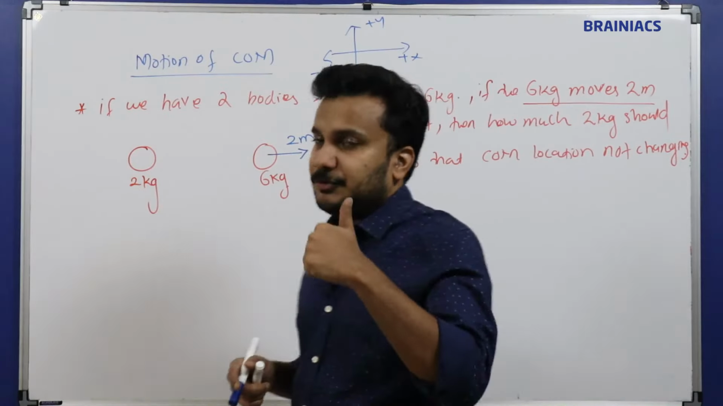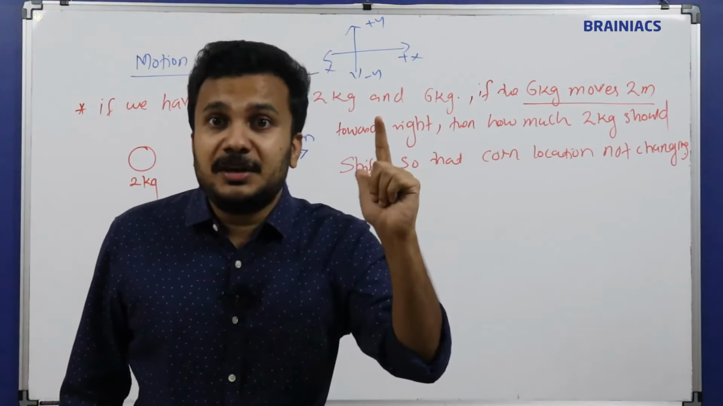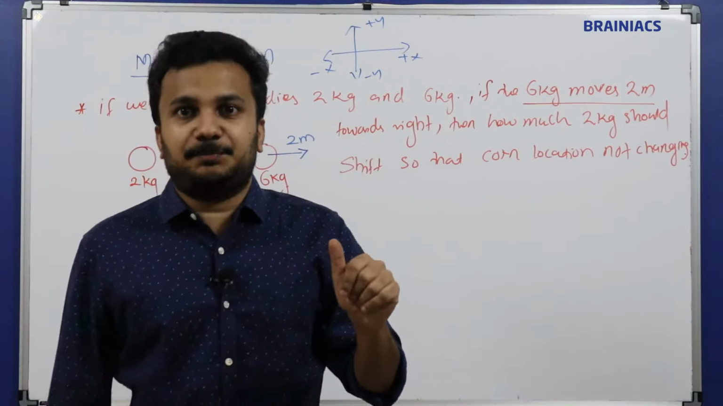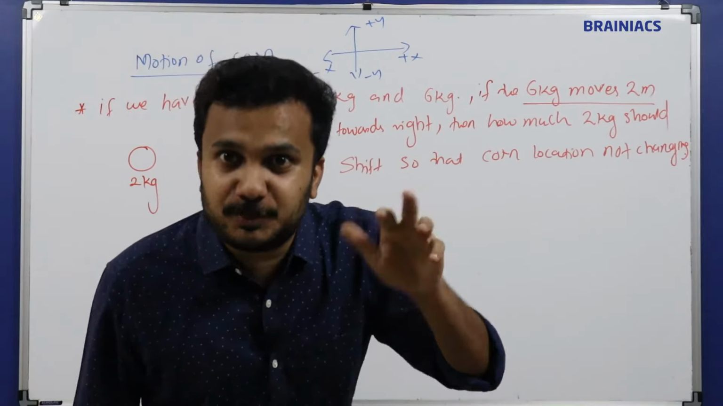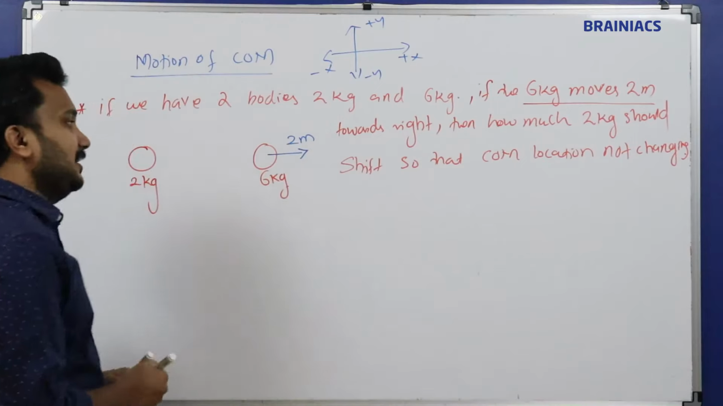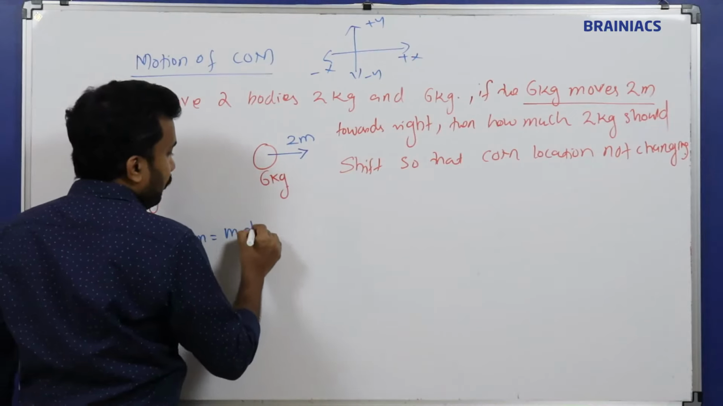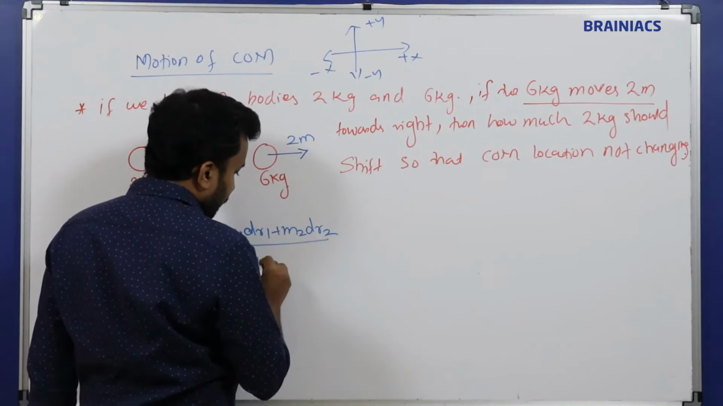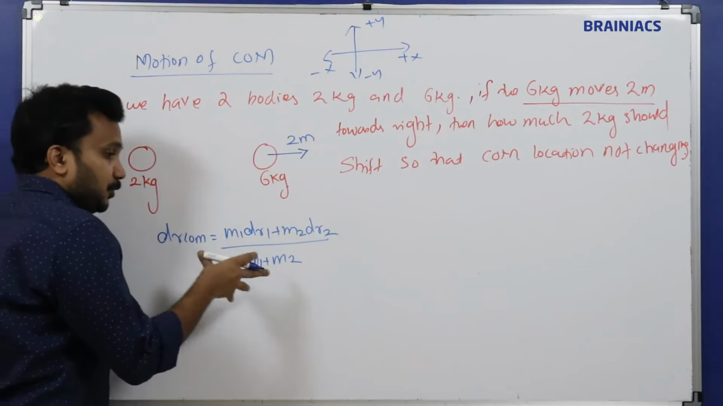So which one do I have to use? Do I use the velocity formula, or the first center of mass formula? No, I have to use the change of position formula. Rate of change of position means velocity, but the question is not asking about velocity. The question is asking about change of position. The position of the 6 kilogram body is changing. So let's take dR COM equal to M1 dr1 plus M2 dr2 divided by M1 plus M2. This is the change in the position of the center of mass.